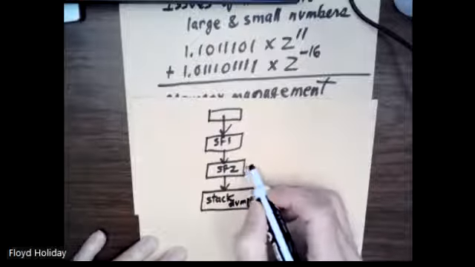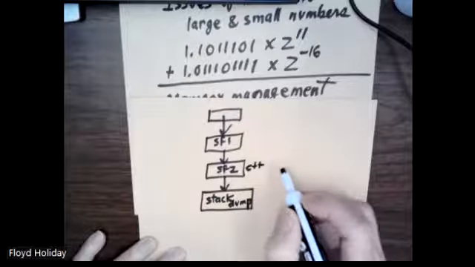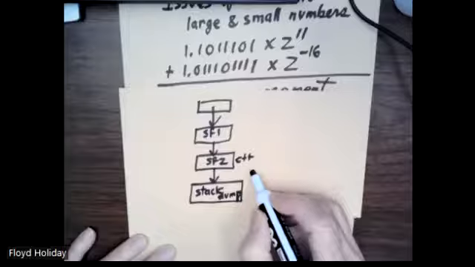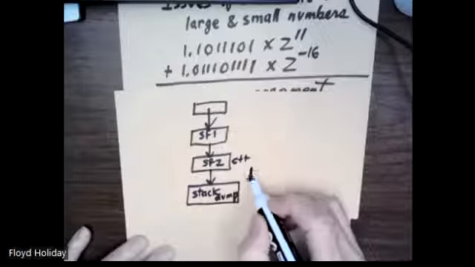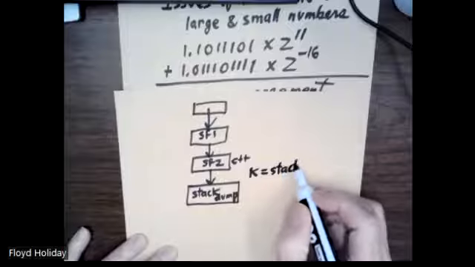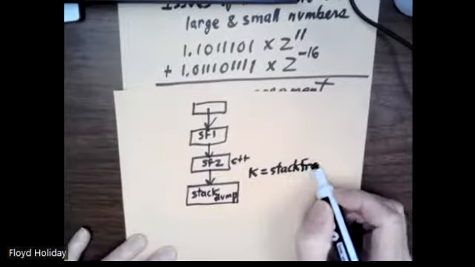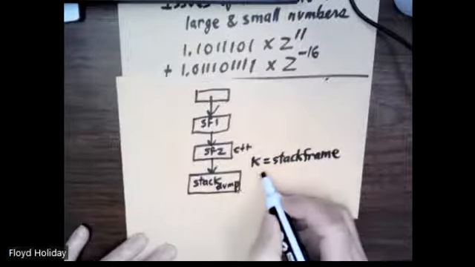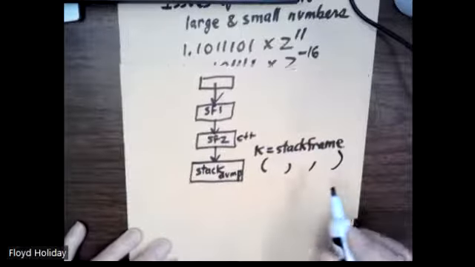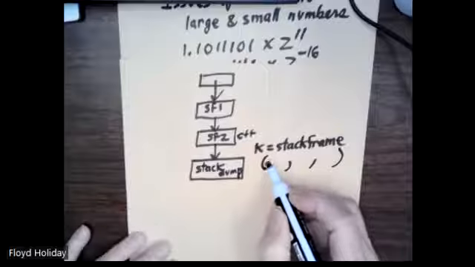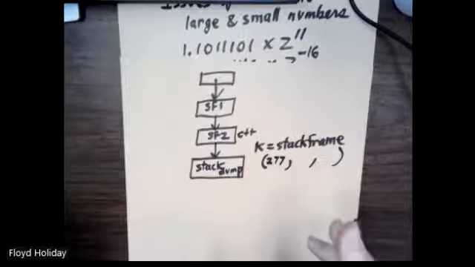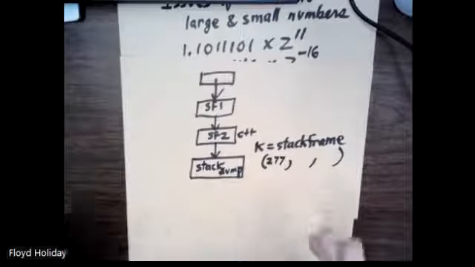Okay, this is C++. Inside there's a call to it that looks something like, I can't remember exactly, K equals stack, I think it says stack frame. And there's 3 numbers: first, second, and third. Okay. The first one is any integer, 277. That's just an identifying number.